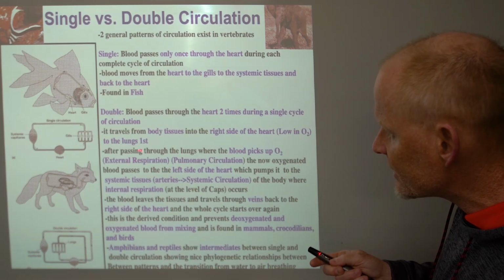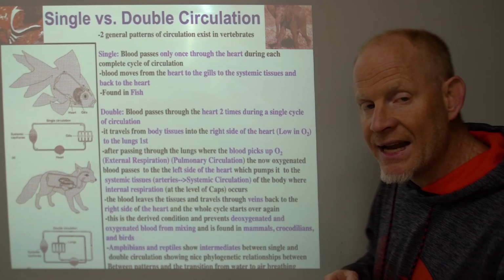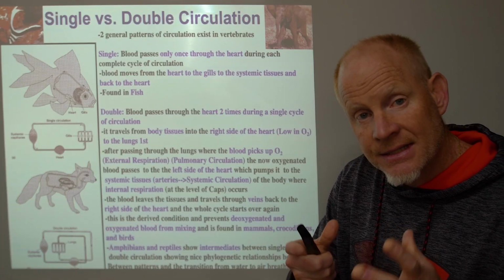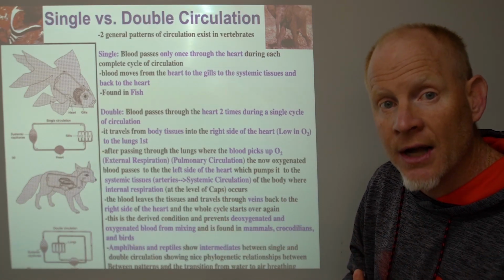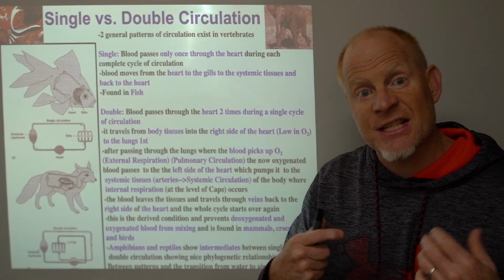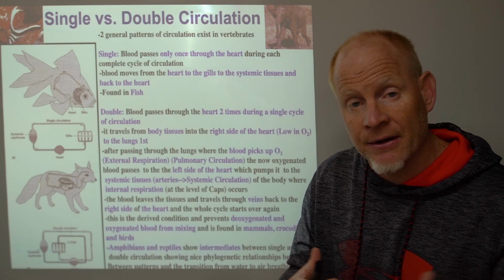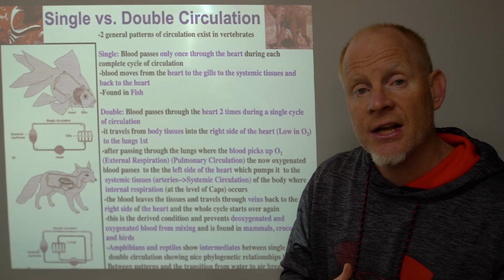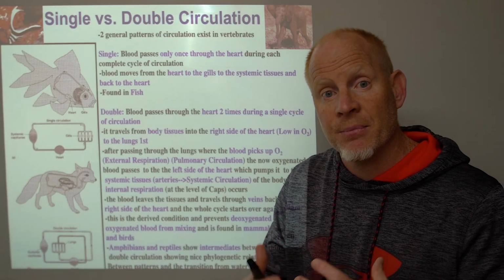So as I mentioned, external respiration happens between the blood supply, the capillaries, and the environment, and can include lungs, gills, or the skin. Internal respiration happens in systemic circulation. It's the systemic capillaries that are involved with exchanging oxygen and carbon dioxide between the blood and the tissues.